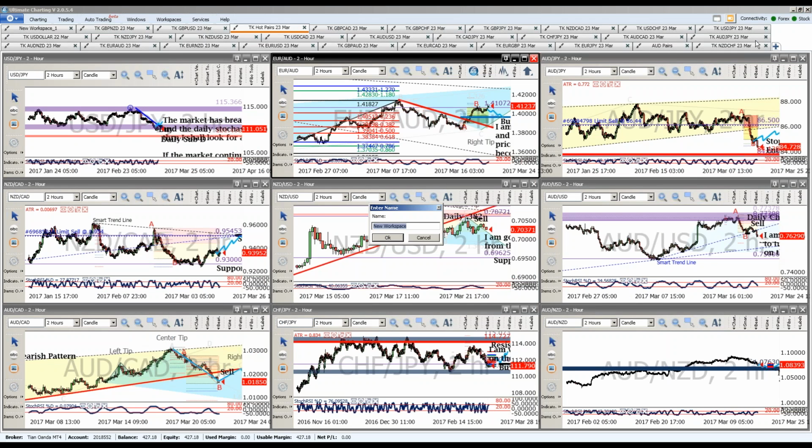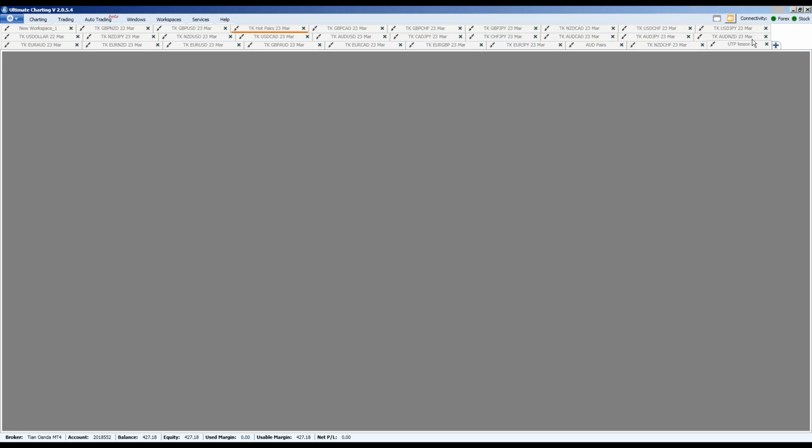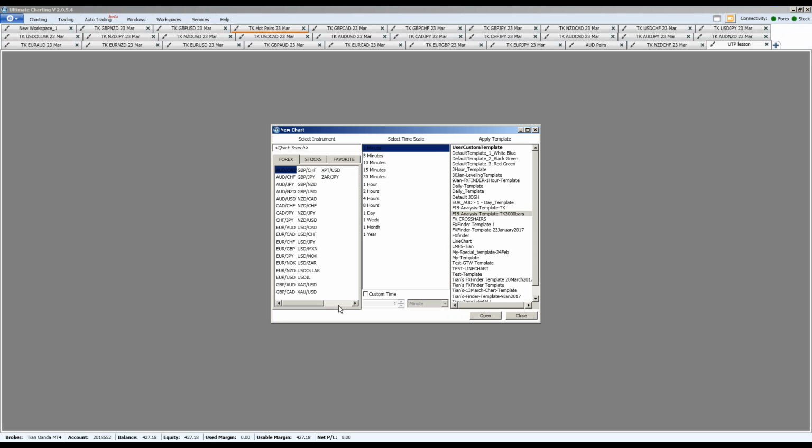Let's just go and have a look at how past support becomes future resistance. I'm going to open up a new workspace here. There we go. Let's just open up any chart. Let's open up the Aussie Canadian. Let's load the 2-hour chart.